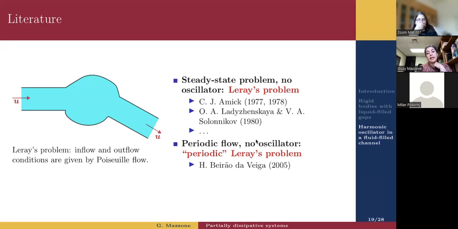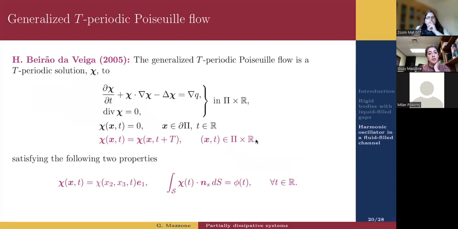Correspondingly, in the periodic case, Nazarov, later Boeckle and Galdi, and then Bérard and Vega in 2005 gave basically the corresponding answer by showing that there exists a solution to the time periodic problem, which converges to the corresponding time periodic generalization of the Poiseuille flow at infinity. Well, at infinity, of course, here I'm thinking of space. So let me tell you what this generalized Poiseuille flow is, because it's not what we will use, in fact.